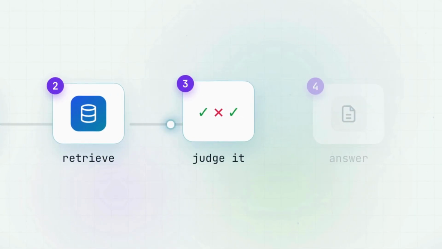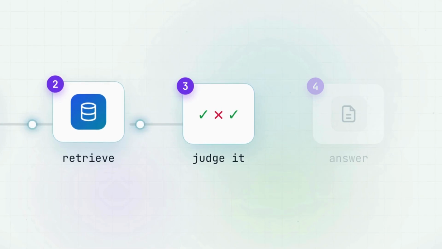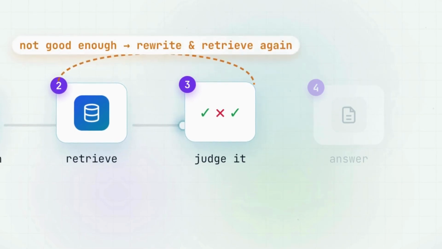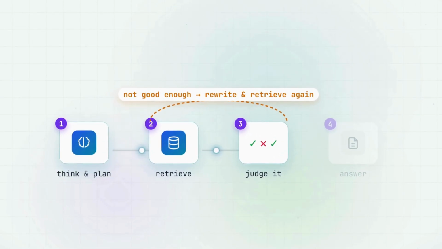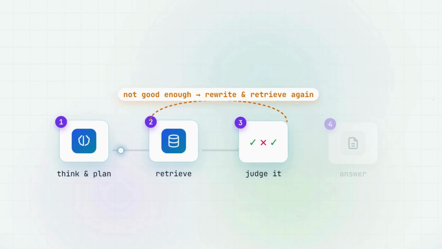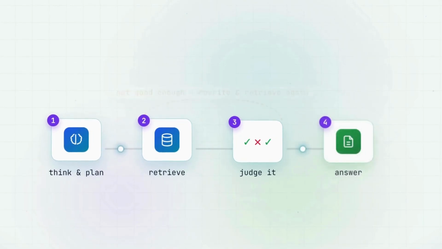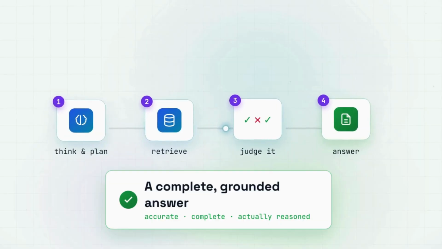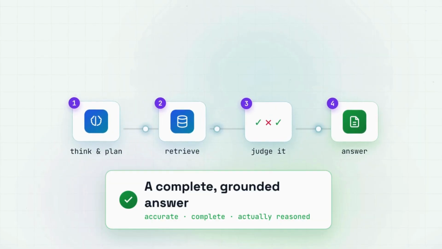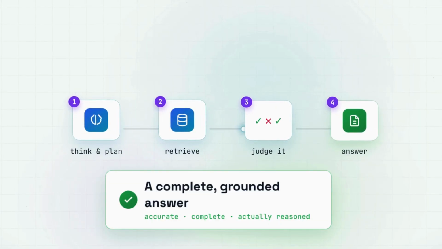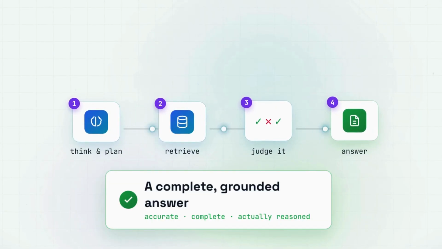It actually looks at what came back and judges it. Is this good? Is it relevant? Am I missing anything? And if something's off, it just goes again, rewrites the search, tries a different source, loops back as many times as it needs. And only once it's genuinely happy does it answer. Accurate, complete, grounded. Retrieval stopped being a dumb lookup and started reasoning.